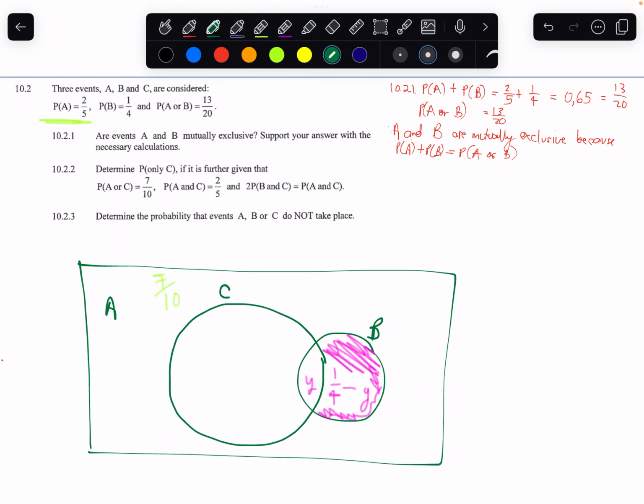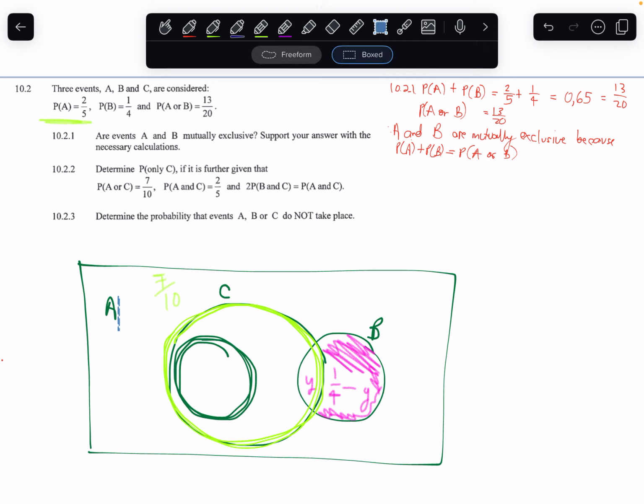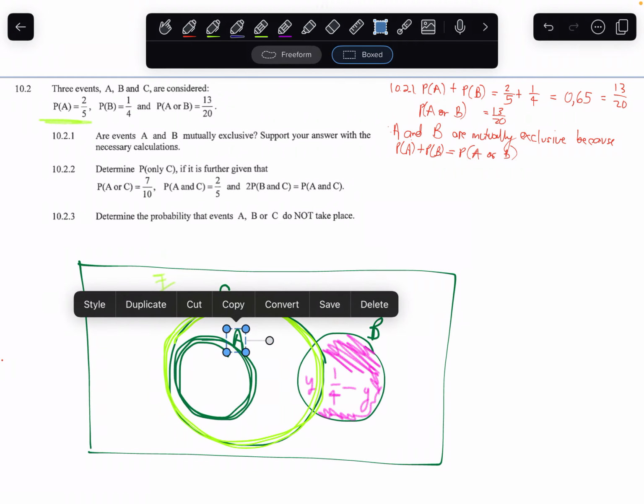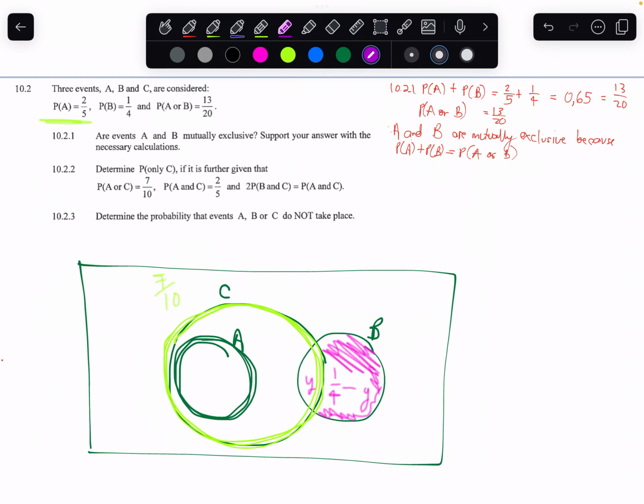So our A actually lives inside here, right? And so actually the probability of A or C happening is just the probability of C happening, because A is completely inside C. Right, so let's move that in here, and we know that this is 2/5.